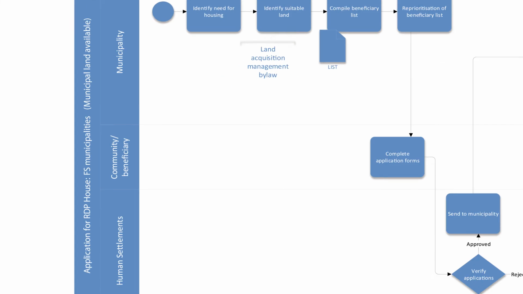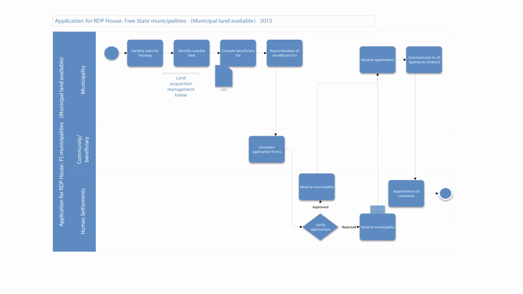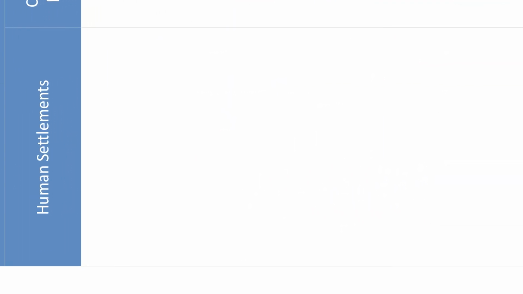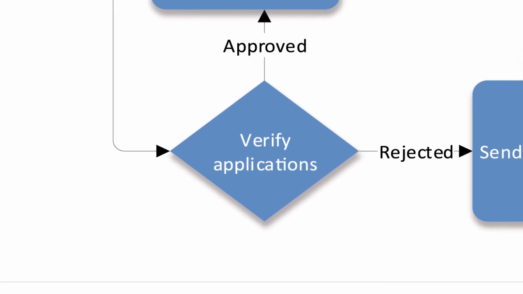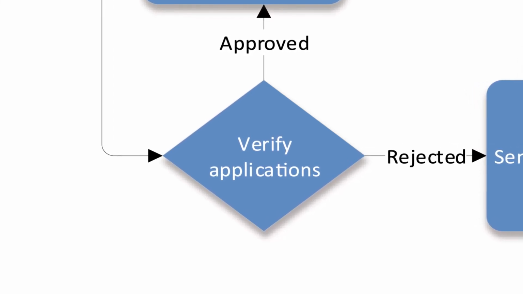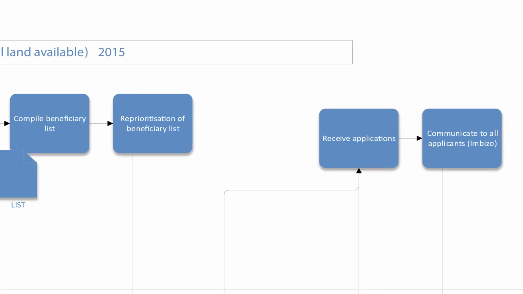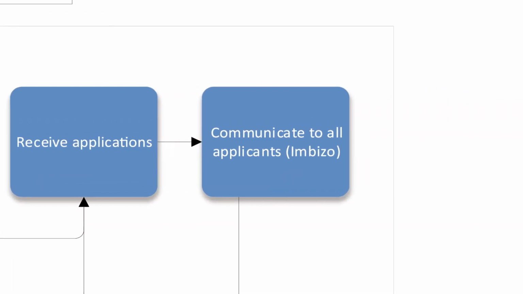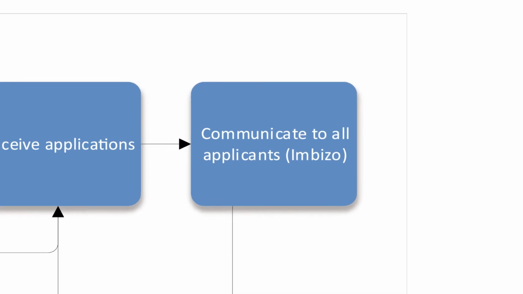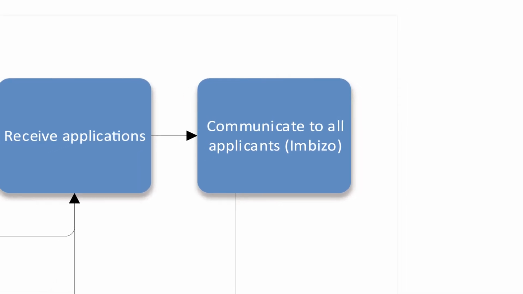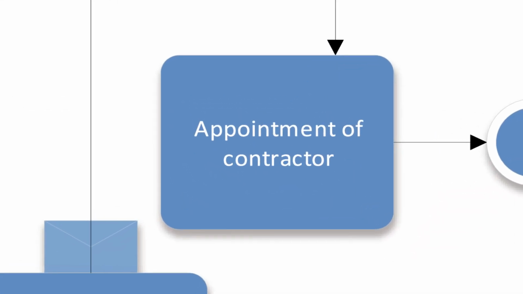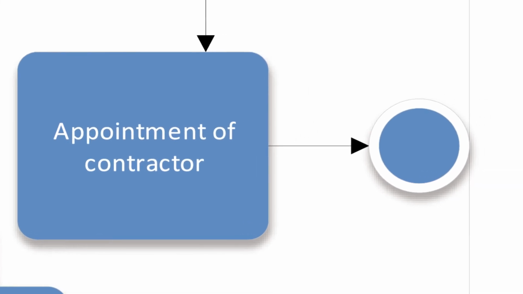From there, the process moves to the community or beneficiary swim lane, where completion of application forms takes place. Then it moves on to the human settlements swim lane, where the verification of the received application forms takes place, and the results of that verification, approved or rejected, are then sent back up to the first swim lane, where the municipality will receive the forms and communicate with the applicants via imbizos and similar platforms. The process is then sent back to human settlements for the appointment of a contractor to build the RDP houses, and that is where the process ends.